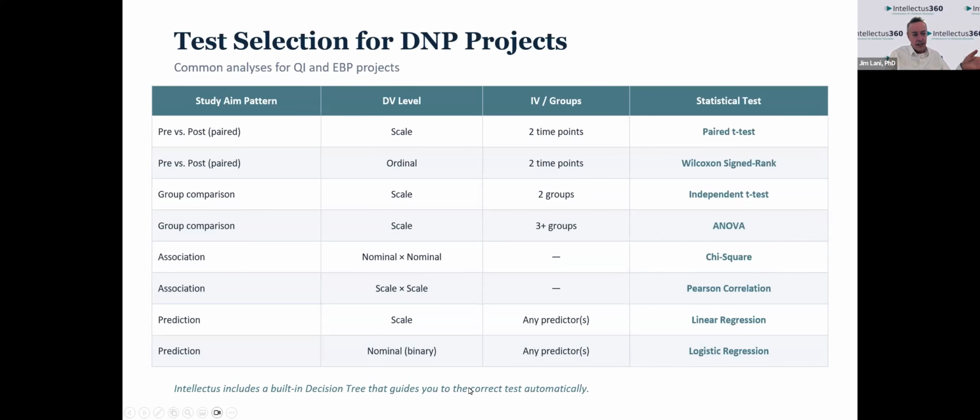And prediction, the key thing is the outcome variable. When the outcome variable is scale, the dependent variable is scale, you're doing a linear regression. And when the outcome variable is binary in nature, just 2, we're in logistic regression. We do have a decision tree that can help guide you through that process.